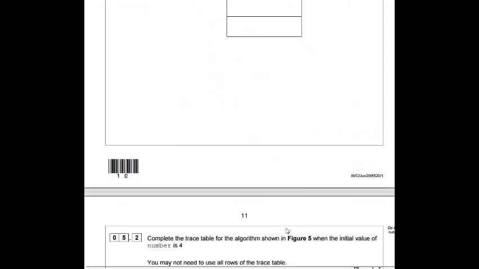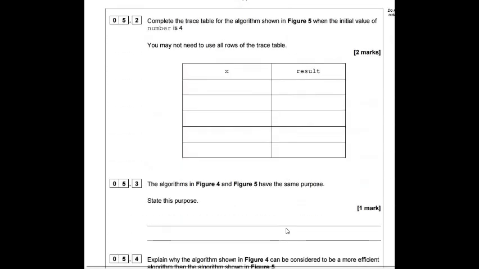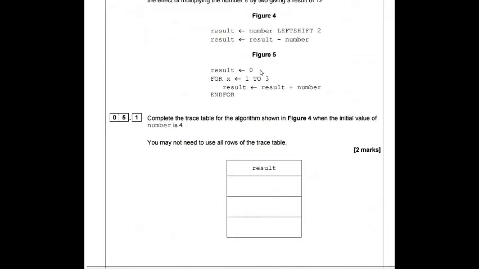Right, let's press on. We now need to compare the trace table for the algorithm figure 5 when the initial value of the number is 4. So we need to look back at figure 5. Result is 0. So 4x is 1 to 3. So we're repeating the result, incrementing the result plus a number 3 times. So that's what we're doing there.